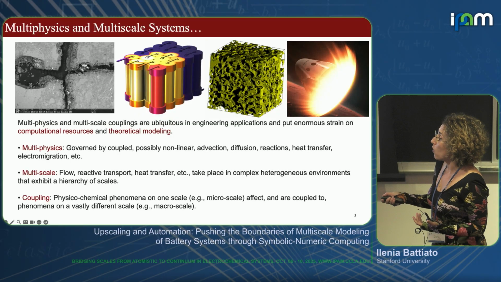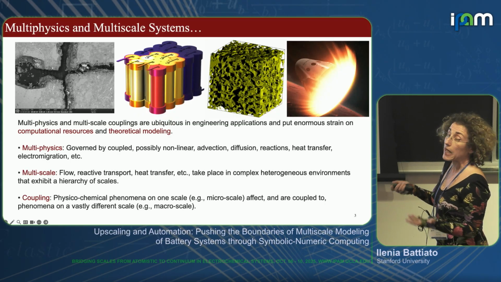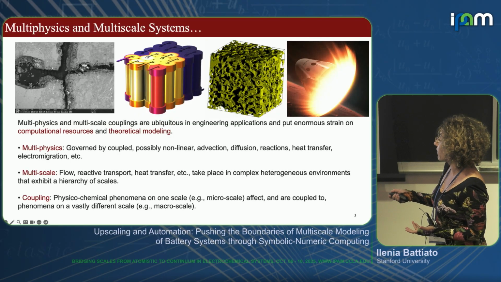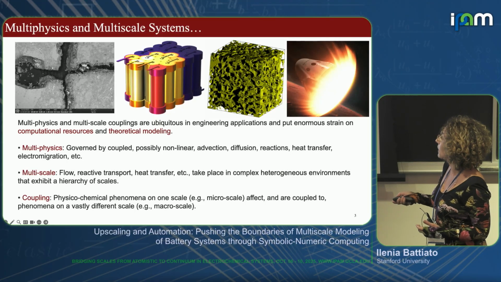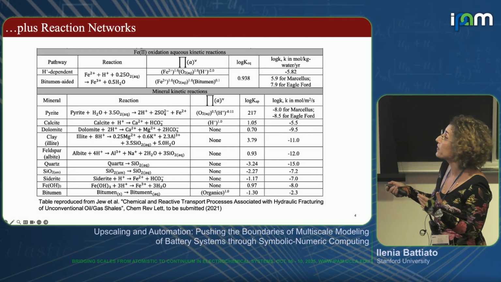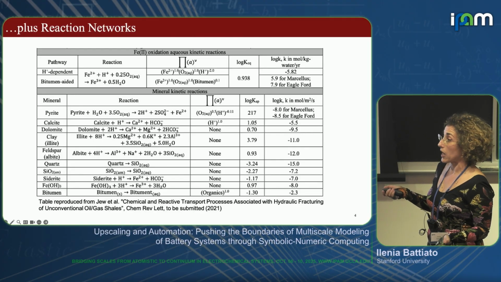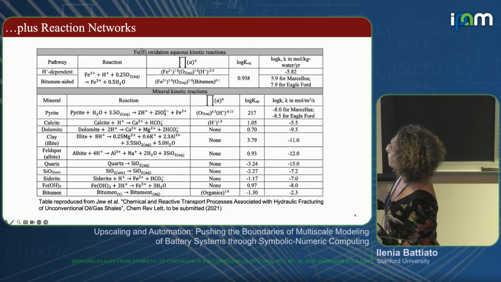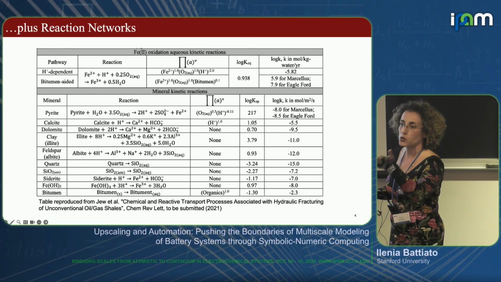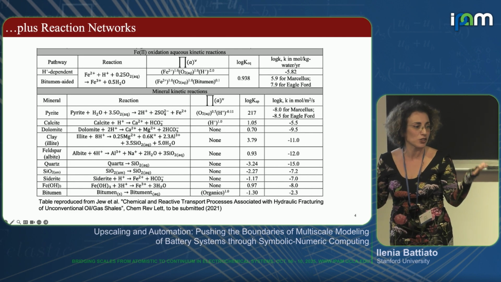And that's really what goes to the coupling, right? We know that whatever happens at the microscale really can control the performance at the larger scale. So on top of that, we can have very complex reaction networks. In this particular case, I just put here some geochemical reactions, but of course, we have seen a lot of super complex reactions in catalysis.